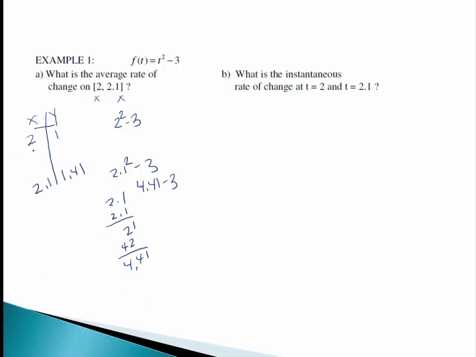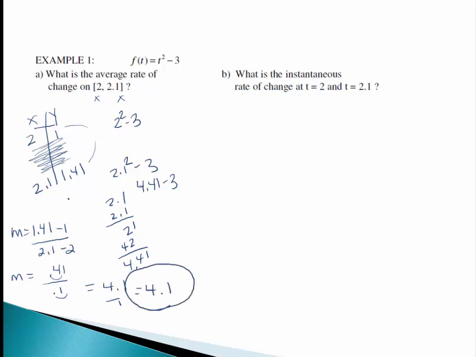I don't really care how many are in between here, so I'm just going to find the average slope between these two. So 1.41 minus 1 over 2.1 minus 2 gives me 0.41 over 0.1. Moving the decimal point over 1 in each, that's 4.1 over 1, which is 4.1. So the average of all of them between 2 and 2.1 would be 4.1.